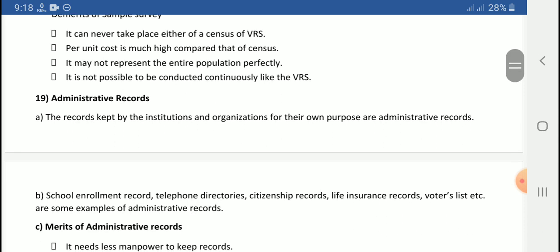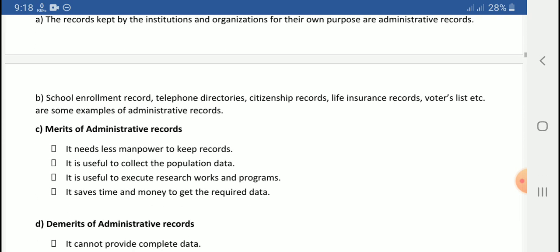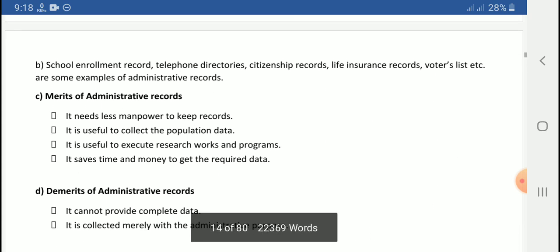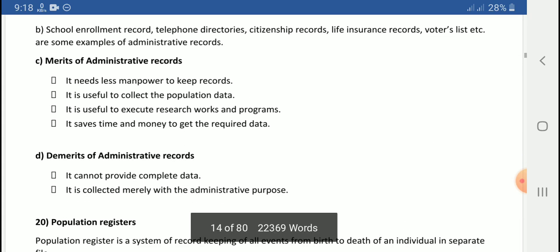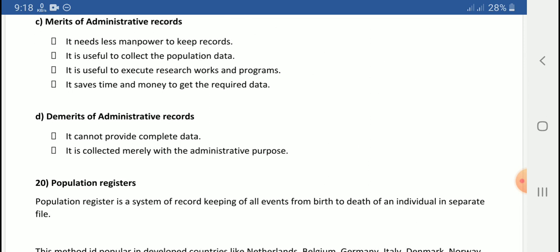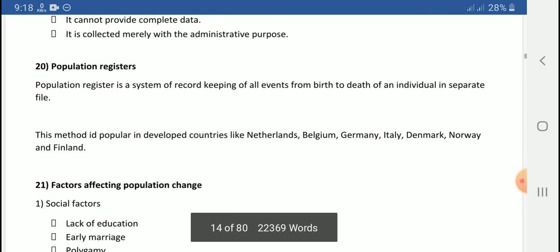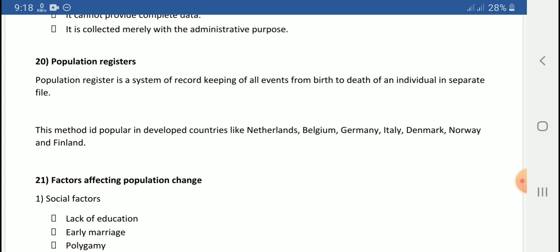So the records that are kept by institutions or organizations for their own purpose are called administrative records. You can see the examples over here, merits and demerits. You can just pause the video and read it yourself. Okay, this is just a revision to help you make better preparation. You can read it yourself. And about population register also, read it yourself.